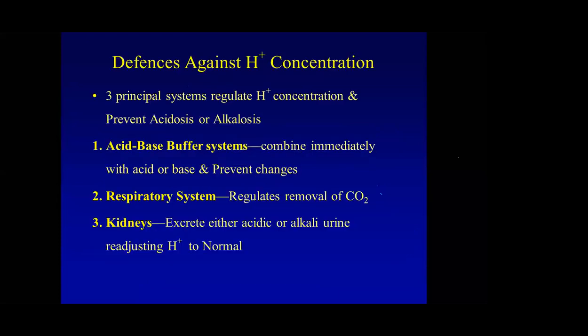So now, looking into the problems with the hydrogen ion and the defenses against it. There are three mechanisms which control the hydrogen ions to prevent acidosis or alkalosis. The first is your acid-base buffer system, the second is your respiratory system, and the third is your kidney, the renal system. The acid-base buffer system combines immediately with the acid or the base to prevent the changes. That is what a buffer is, which I've already explained to you.